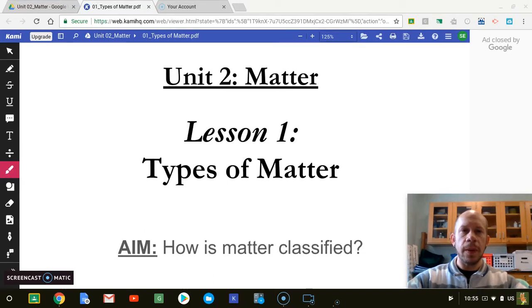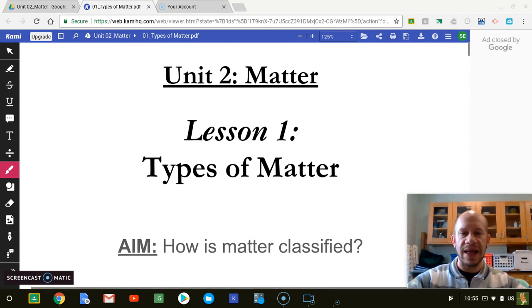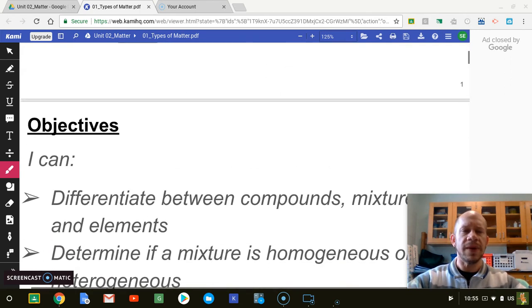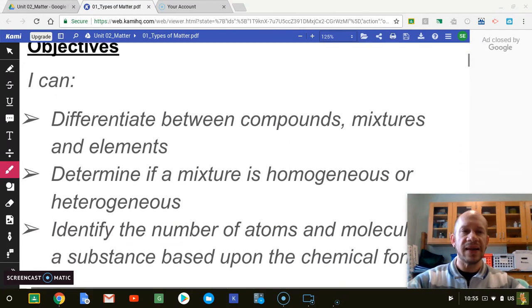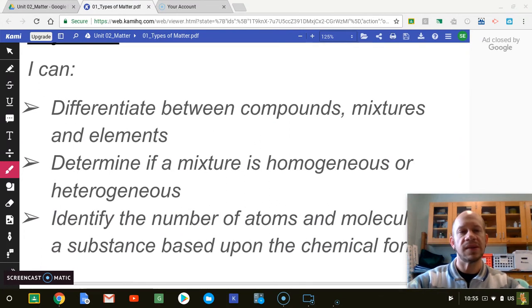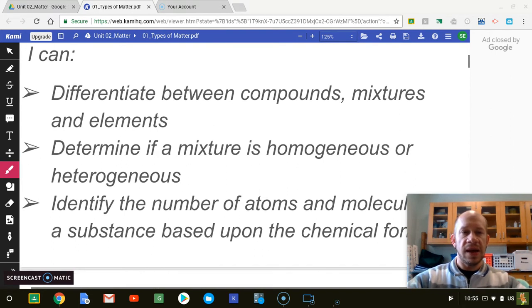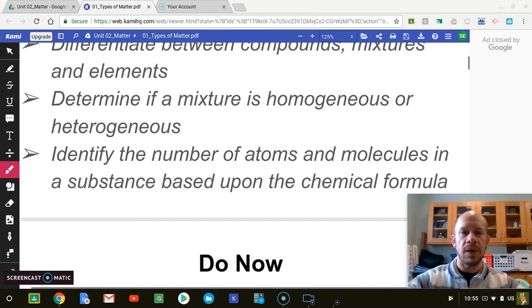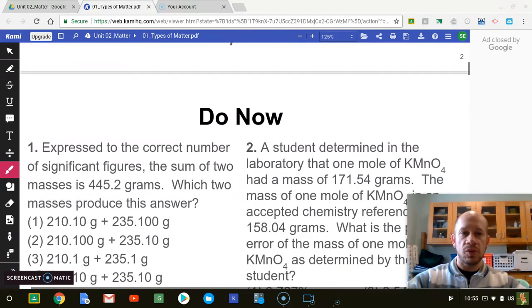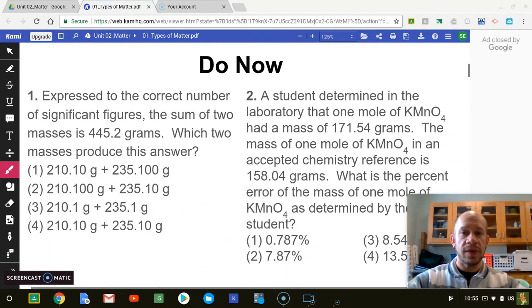This is Unit 2, Matter, Lesson 1, Types of Matter. How is matter classified? By the end of this video, you should be able to say to yourself, I can differentiate between compounds, mixtures, and elements. I can determine if a mixture is homogeneous or heterogeneous, and I can identify the number of atoms and molecules in a substance based upon the chemical formula. So, to do now: review questions.